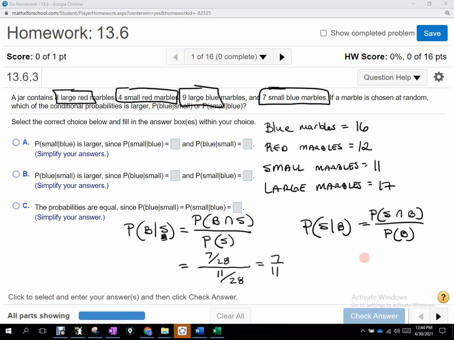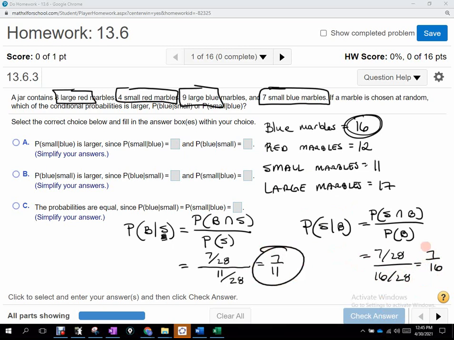Okay. Over here, probability of blue and small. Oh, we already did that. That's 7 out of 28, right? Blue and small, 7 out of 28. Probability of blue. Okay. Well, how many were blue? 16 out of 28, right? So now that's 7 out of 16. Does that make sense to everybody?